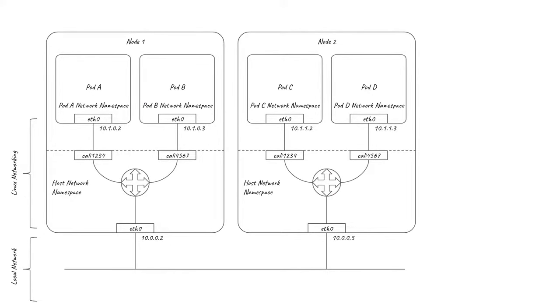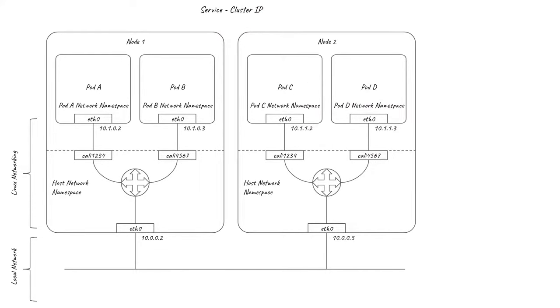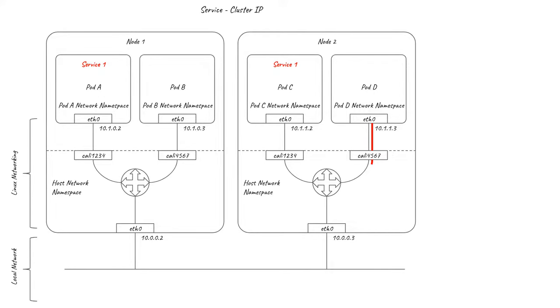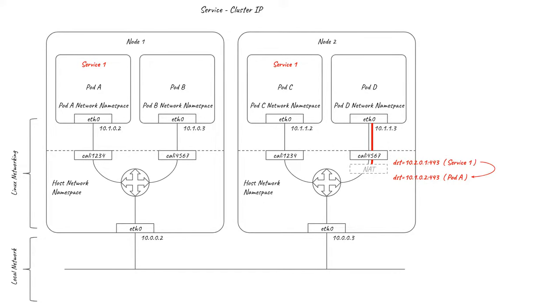Let's begin by looking at how pods access services using cluster IPs. Cluster IP is a virtual IP address used to represent a service. Kubeproxy programs the Linux kernel to intercept connections to cluster IPs and load balance them across the pods backing each service. So for example, if service 1 is backed by pods A and C, then when pod D tries to connect to the service's cluster IP, the connection is intercepted, and using a technique called NAT, Network Address Translation, the destination IP is changed from the cluster IP to the chosen backing pod's IP address.